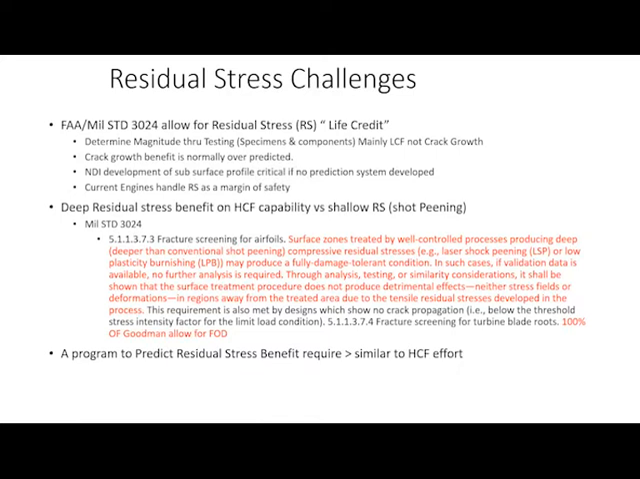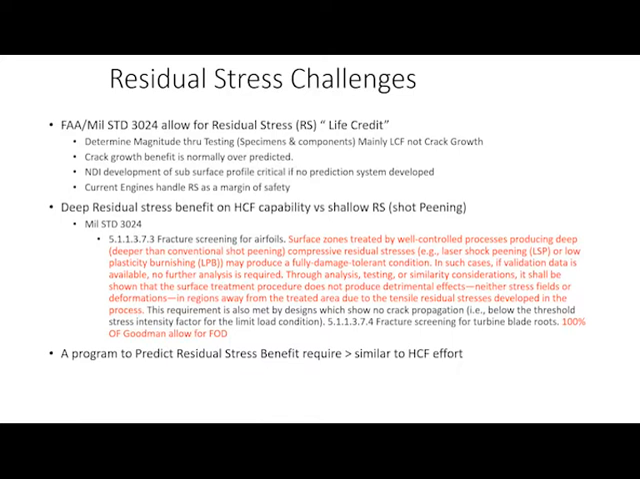And it does allow you to... the other thing is, if you do have a prediction system, it's got to be applicable to all the detrimental effects in regions from the treated area, like LCF, HCF, stress and creep rupture, and so on and so forth. The good news is, in Mil Standard 3024, if you get approved with LSP, you are allowed 100% of the Goodman.